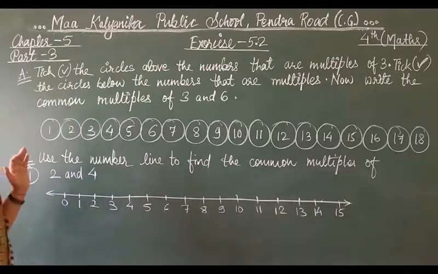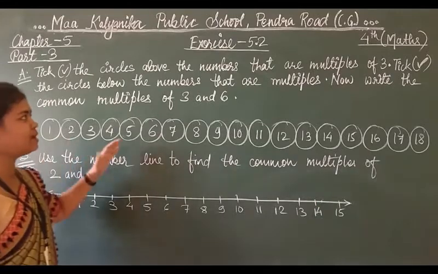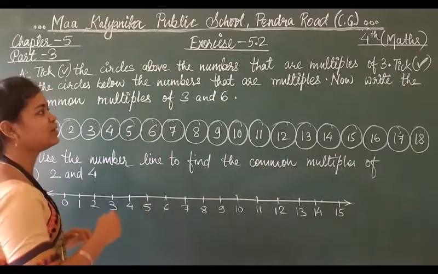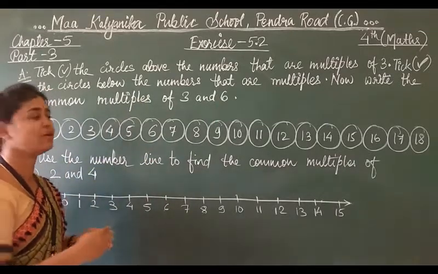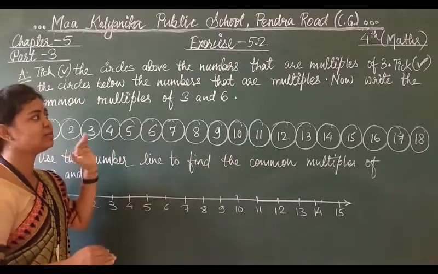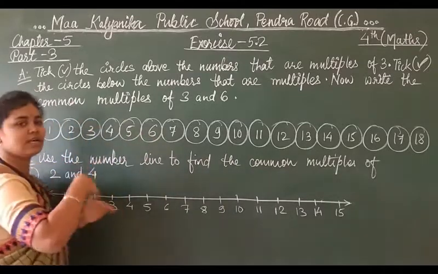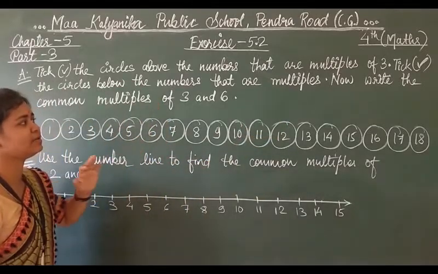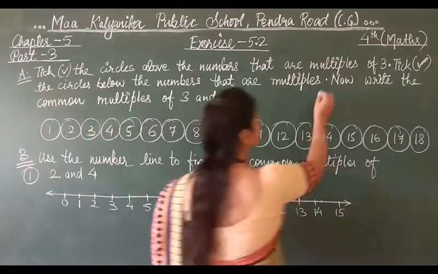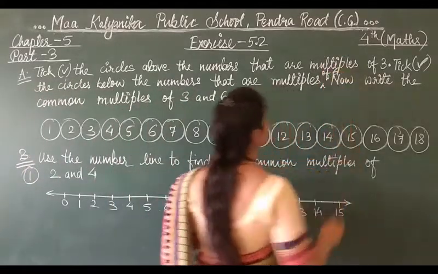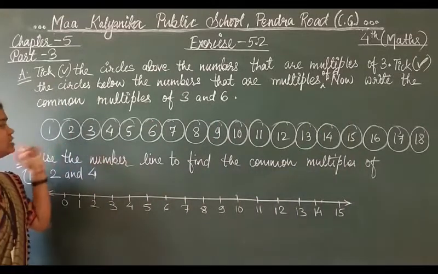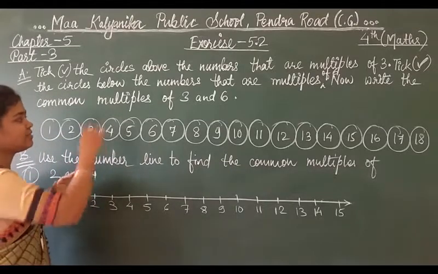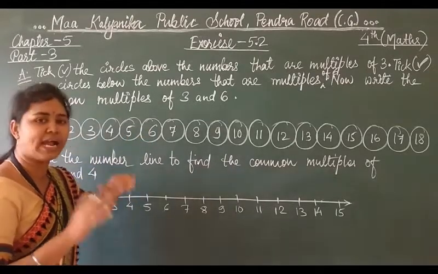So see students, question number A. Take the circles above the number that are multiples of 3. Means these are the numbers given, you have to take the multiples. Means in the table of 3, which numbers are coming out of these numbers, you have to tick above the number. Okay, so see, tick the circles below the numbers that are multiples of 6. So students, here the multiples of 6 you have to take below the number. Now write the common multiples of 3 and 6. After that, which number will be common for both, that we will write down.